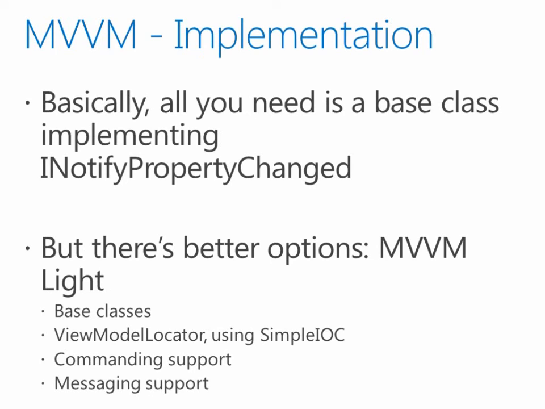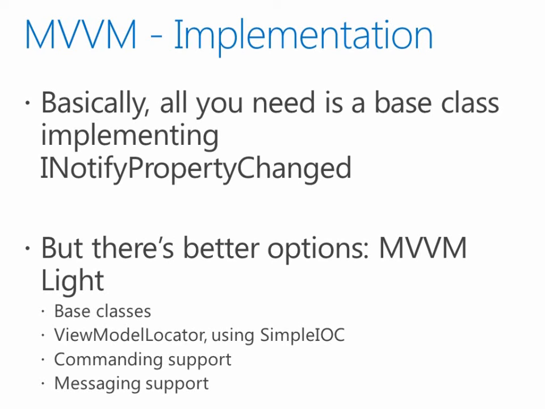Now, how do you go about implementing this stuff? Very, very basically, a view model is a class that implements INotifyPropertyChanged, and that's all you need. Very basic approach. Why do you need this INotifyPropertyChanged? Well, we've all worked with XAML. You need to be able to notify the UI, the bindings. Now, of course, if you go about it this way, you will very quickly run into a few problems.